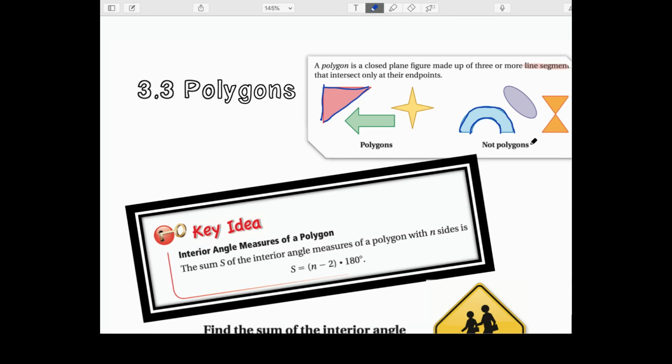The other thing says intersect only at their endpoints. So that means here, that's the endpoint of these segments. You come over here, you have this segment, but they intersect in the middle. And so this would not be a polygon. Okay, so those are some important facts and ideas about polygons.